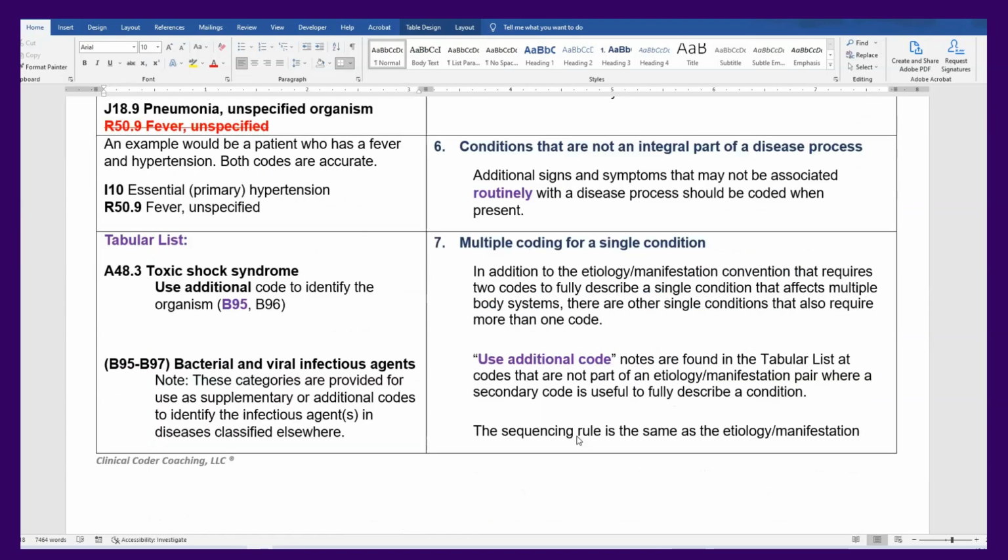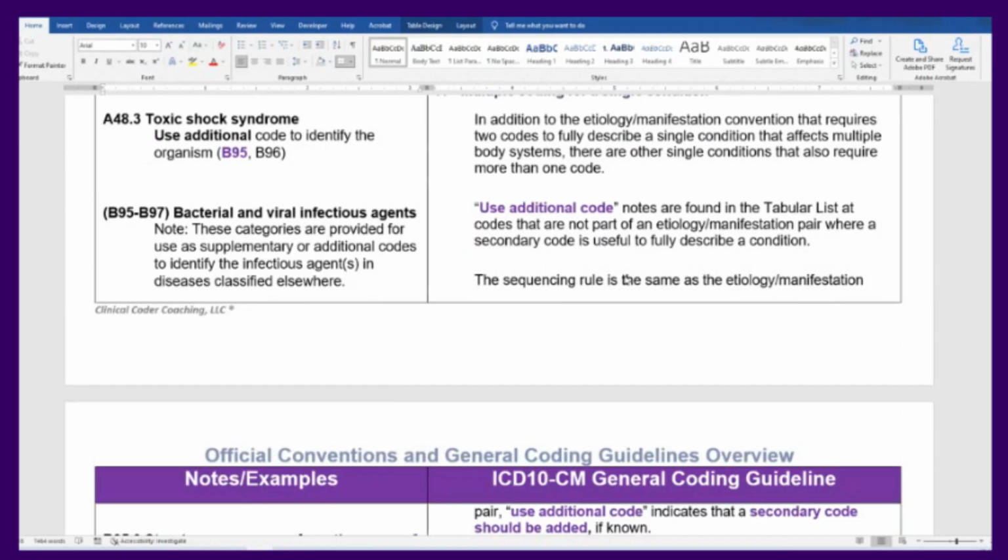Guideline number 7 is multiple coding for a single condition. In addition to the etiology manifestation convention that we went over that requires 2 codes to fully describe a single condition that affects multiple body systems, there are other single conditions that also require more than 1 code. It goes on to tell us that use additional code notes are found in the tabular at codes that are not part of an etiology manifestation pair where a secondary code is useful to fully describe a condition.